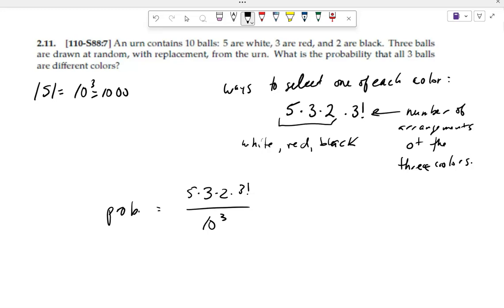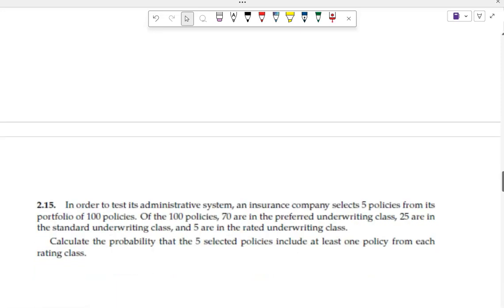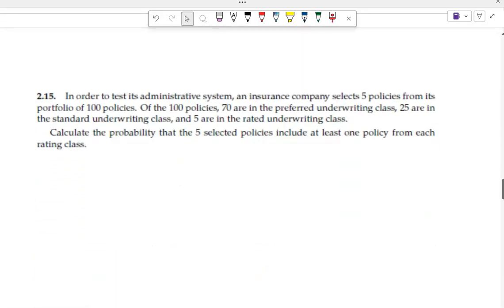Notice that even though it's set up with replacement, that automatically makes it not hypergeometric. This would also not be hypergeometric even if it were without replacement, because I've got 3 different categories and not 2. Hypergeometric is literally one big group separated into 2 smaller groups. Okay. All right. Let's look at this one.